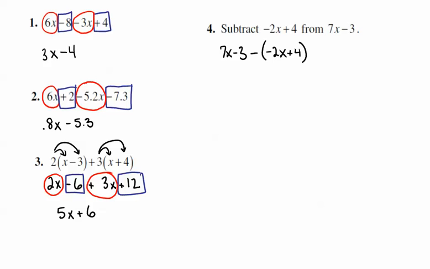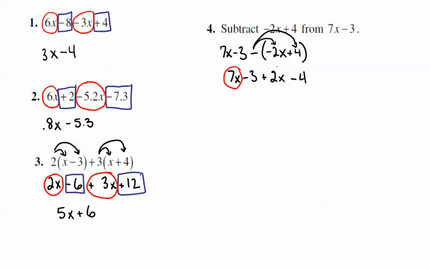And then we're going to distribute the negative 1 to everything inside to simplify this. 7x minus 3, that stays the same. A negative times a negative gives us a positive 2x. Negative times a positive gives us a negative 4. And then it's just back to what we were doing previously.